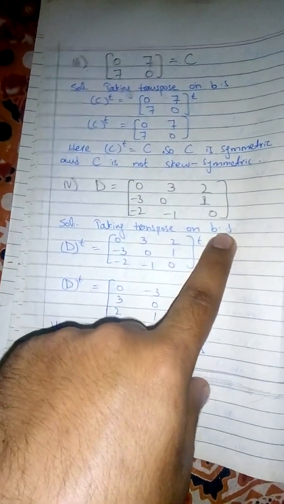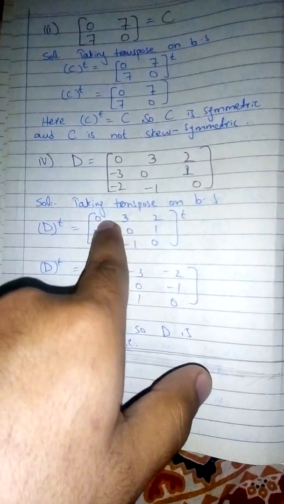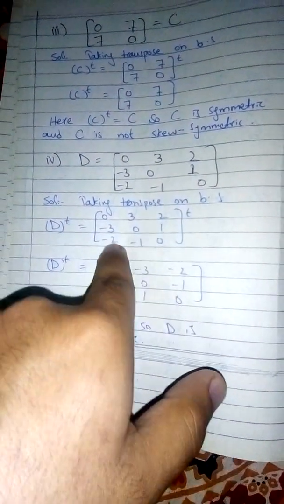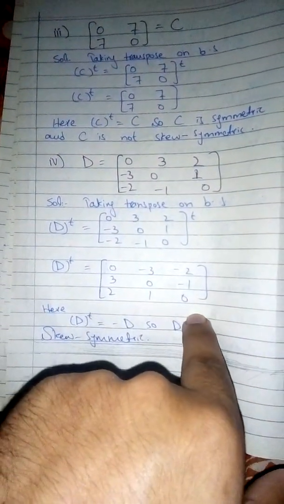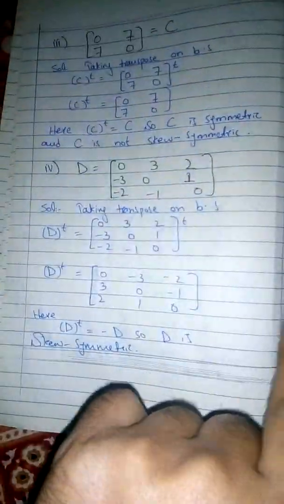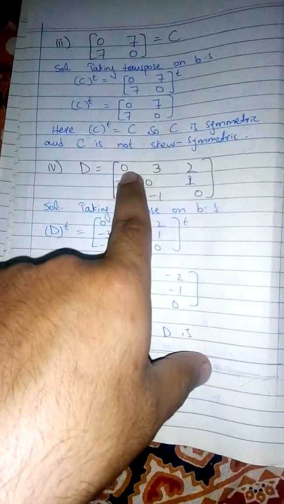If you look at the D matrix, it's a square matrix, so the order will not change. Taking transpose on both sides and applying it, the first row will change into the first column, the second into the second column, the third into the third column. Now I will compare it with the solution matrix and the original matrix.